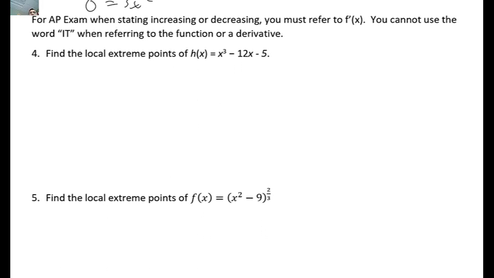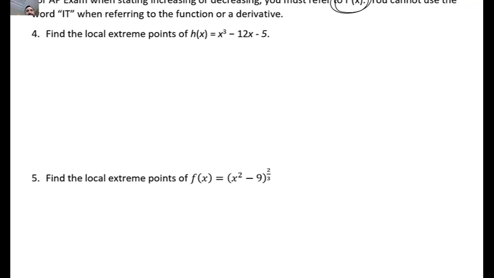Now on the AP test, when you're talking about increasing or decreasing, you need to make sure that you just say exactly what you mean. Don't use the word it. Don't say it is increasing, it is positive, it is this, it is that. You need to say the first derivative is positive, the function is increasing, the function is decreasing, the first derivative is negative. You got to be very clear in your thoughts, because graders are not allowed to just assume that you're talking about the right thing. So I'll have to do the same thing for you guys on the test.